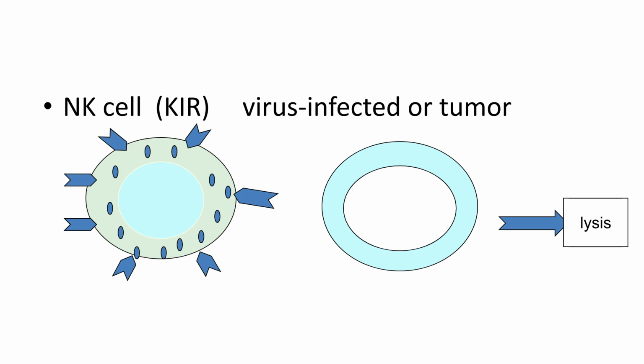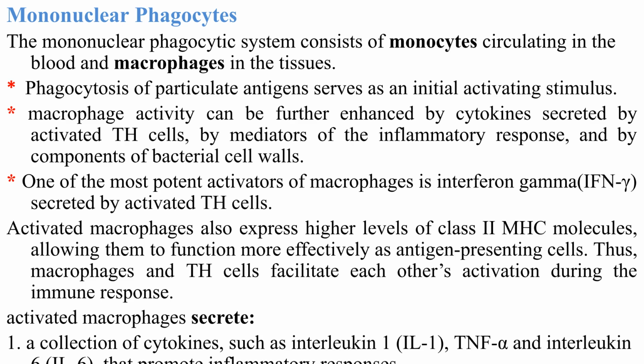When an NK cell's inhibitory receptor binds to MHC class I on a normal cell, no lysis occurs. If the NK cell's receptor does not bind to MHC class I, as often happens with virus-infected or tumor cells, lysis occurs. The mononuclear phagocytic system includes monocytes in the blood and macrophages in the tissues. Phagocytosis is an initial activating stimulus for these cells.